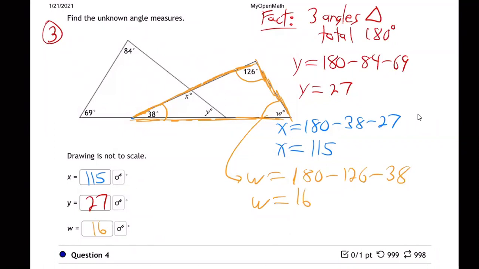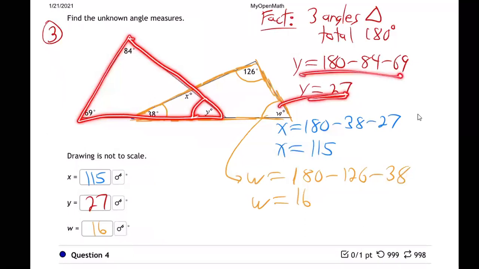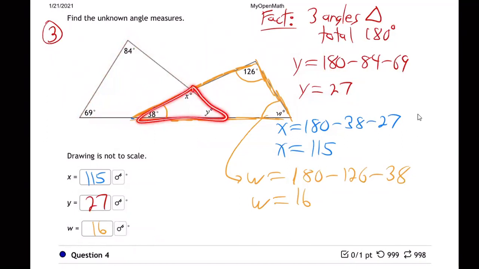So there we go. We were able to solve for Y, then X, then W. We couldn't start with X, with the little triangle in the middle, because there were 2 parts we didn't know. That wouldn't work. So we started with the triangle on the left and found Y: 180 minus the 84 and the 69. Then we went to the triangle in the middle, because at that point we had Y as 27, and found X. And then on the triangle on the right, we could find W, 180 minus the other two. So there we go.